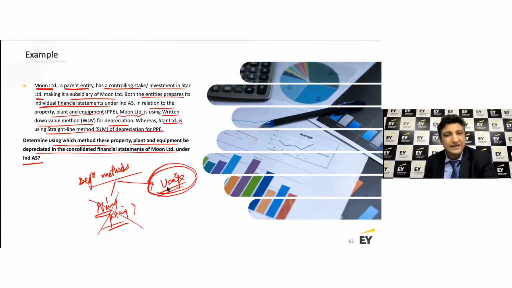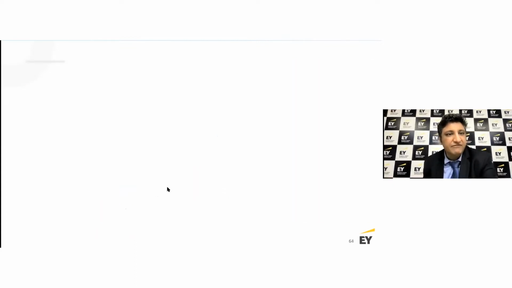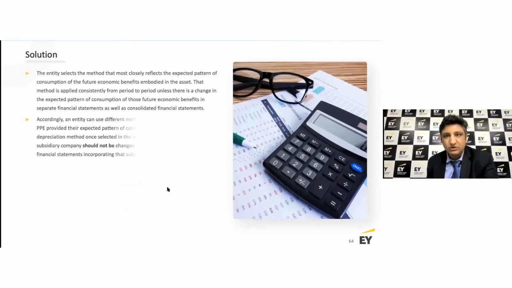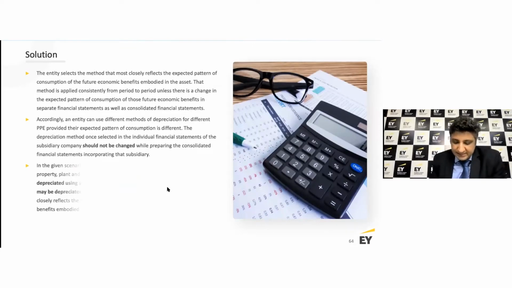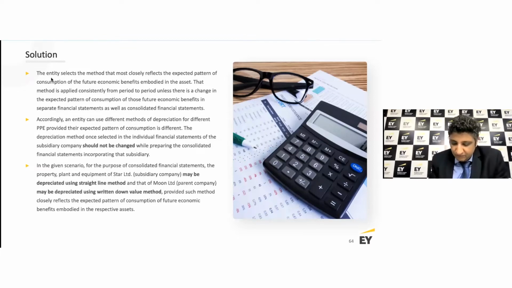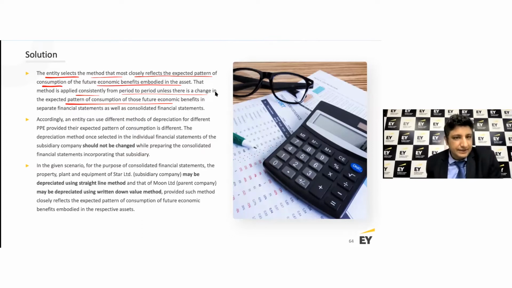It's all about the expected usage that we want to emphasize, and that's something which we need to be very comfortable talking about. It says that the entity selects the method that most closely reflects the expected pattern of consumption of future economic benefits, right? And that would be applied consistently, unless there is a change in the expected pattern of consumption, right? And accordingly, an entity can use different methods of depreciation for different items of property, plant, and equipment subject to the consumption pattern there, okay?